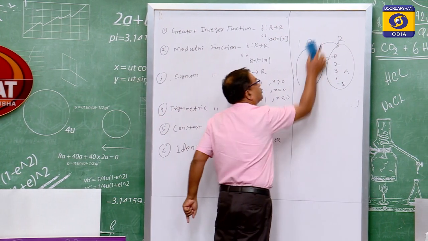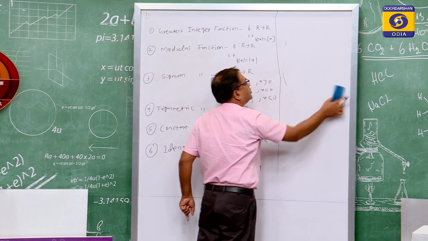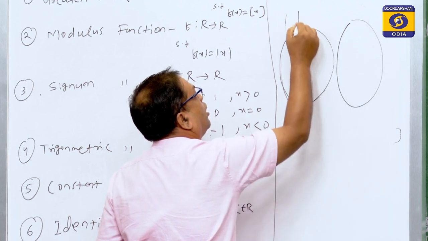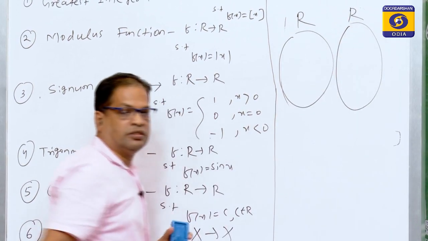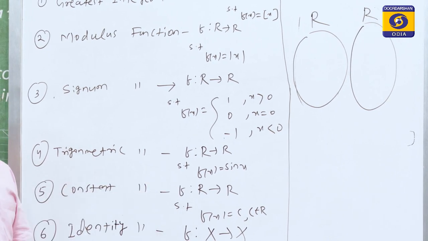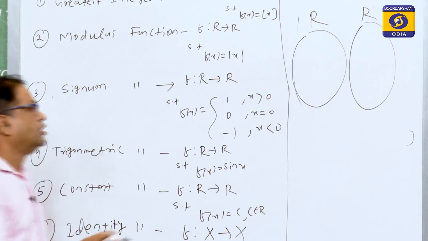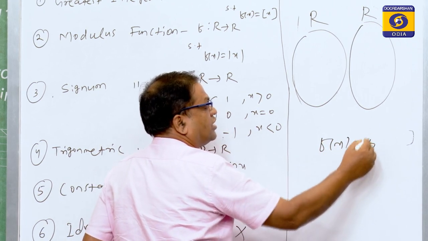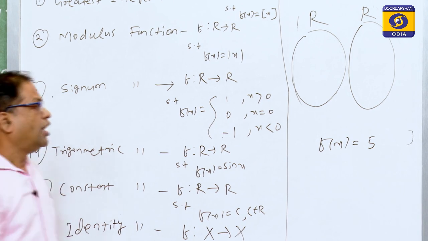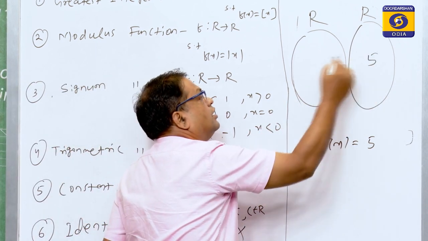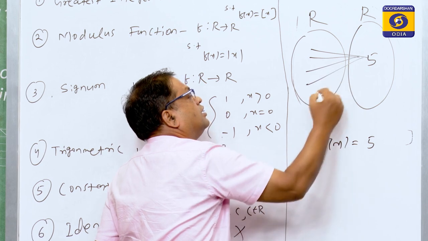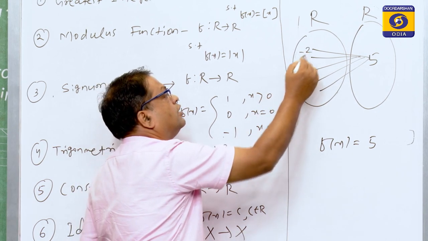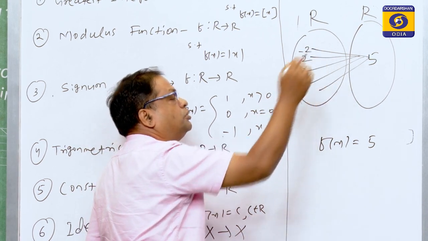What is a constant function? It is also from R to R. Here the domain is R and the codomain is also R. So, f of x is equal to c, where c is any real number, for example 5. For any value of x, every element goes to 5. For negative, for positive, for 0, you take any value.